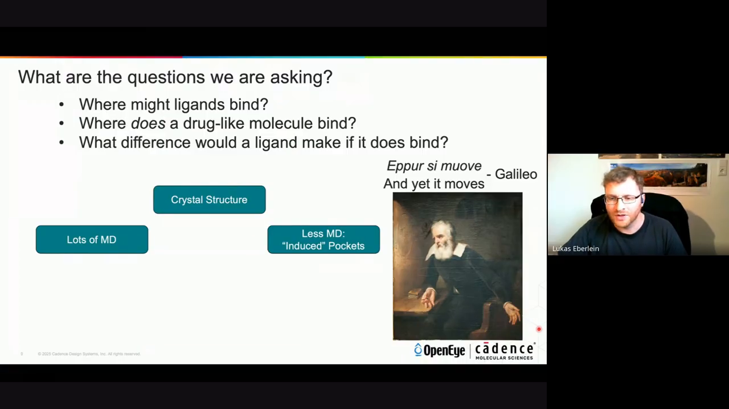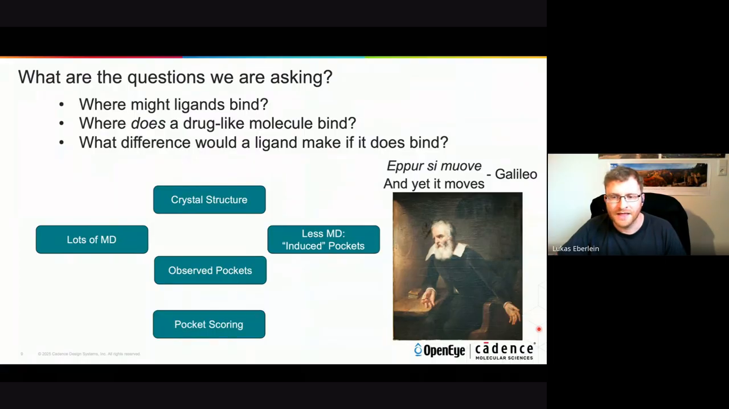Now, once you've done some MD, you have to observe pockets, but that only tells you about where a ligand might bind. And now you have to actually rank the pockets to be able to tell someone that this is a really good pocket to start your structure-based design campaign.